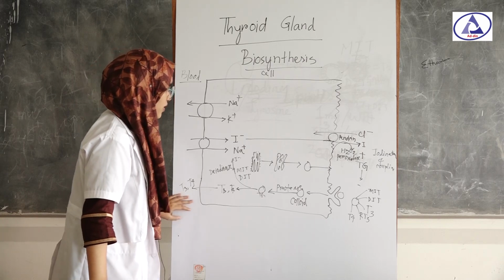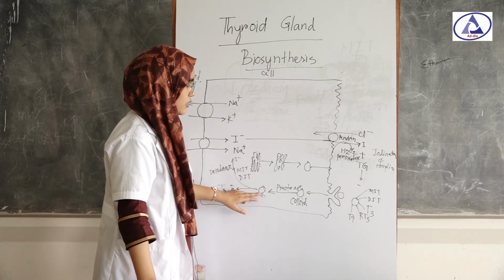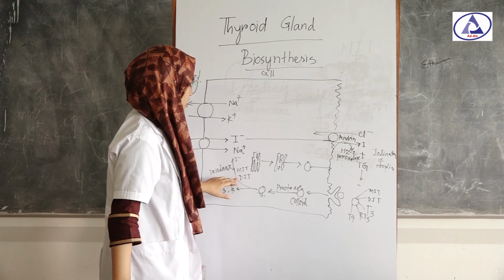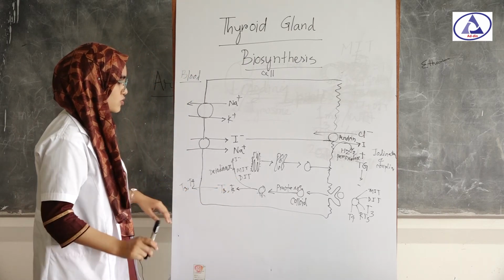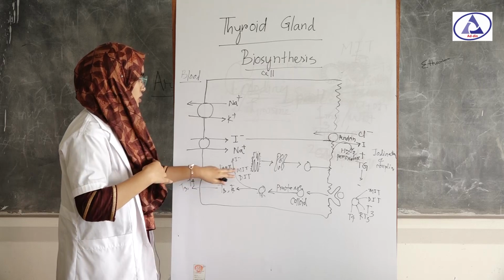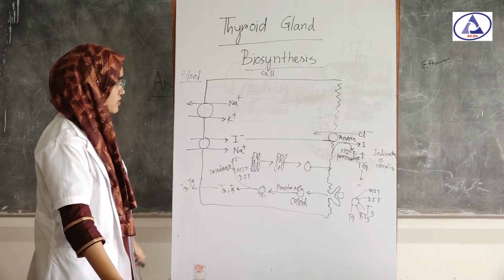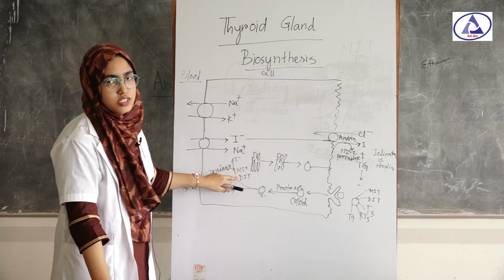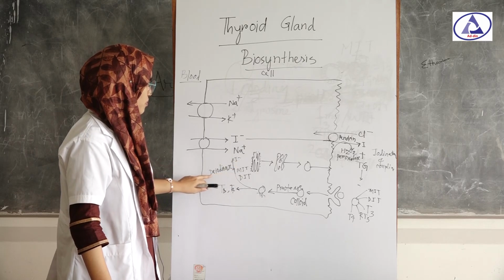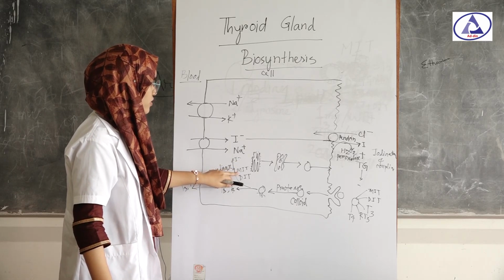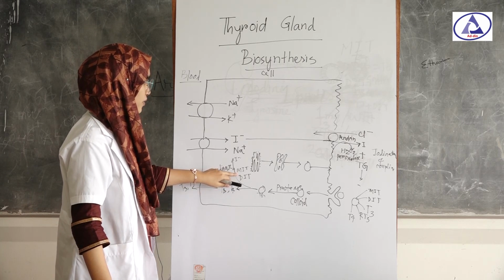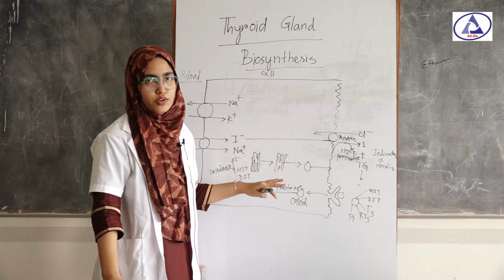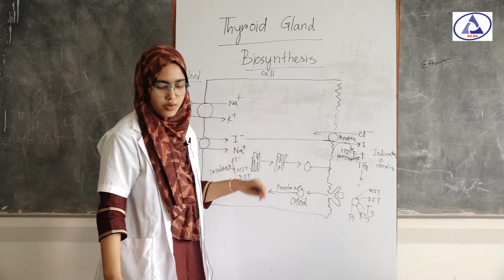But what happened here? Monoiodotyrosine and diiodotyrosine molecules are also present, but this monoiodotyrosine and diiodotyrosine is not functionally active. It has no functional action, or these are not thyroid hormone. So this monoiodotyrosine and diiodotyrosine is bound with iodide ion. So by deiodinase enzyme, this monoiodotyrosine and diiodotyrosine will be broken down and iodine will be released. This iodine is again recycled and used by the thyroid follicular cell for synthesis of new thyroid hormone.